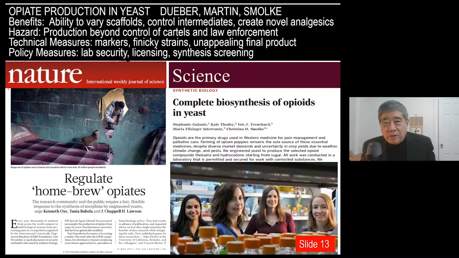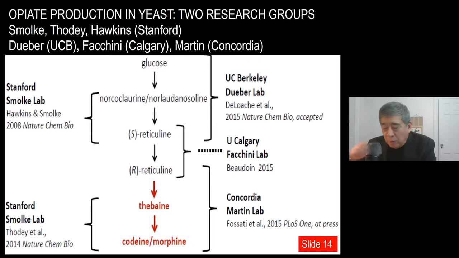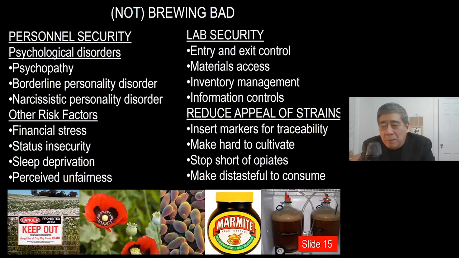Many, many points could be made. You had two labs that were working in this area, one at Stanford and one at Berkeley, Calgary, and Concordia, and both labs came up with pathways to go from sugar to morphine and codeine. Now, what does it mean to govern risk? A number of the recommendations here are pretty straightforward. Lab security, obviously. Reduce the appeal of the strains, make them easily traceable, harder to cultivate.